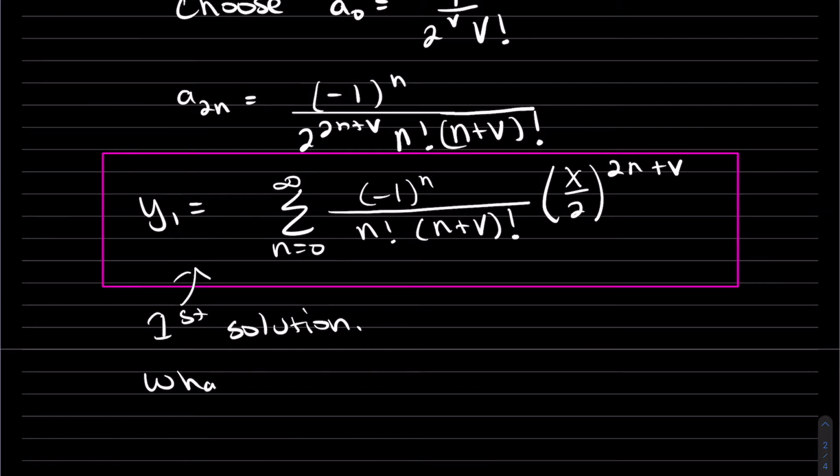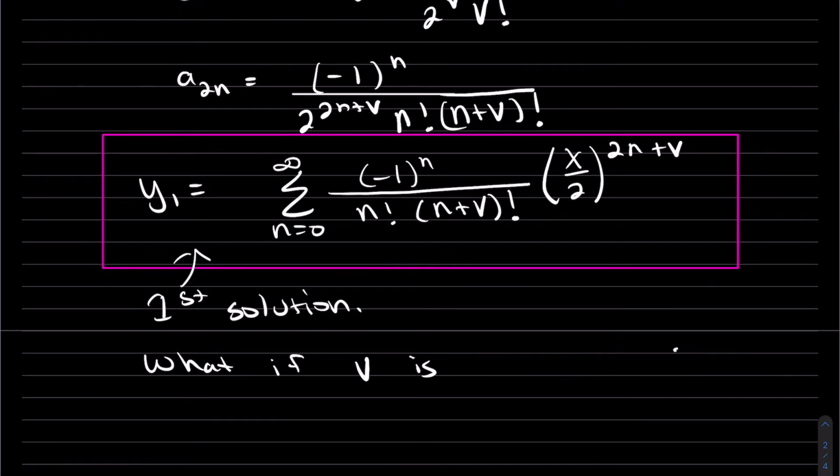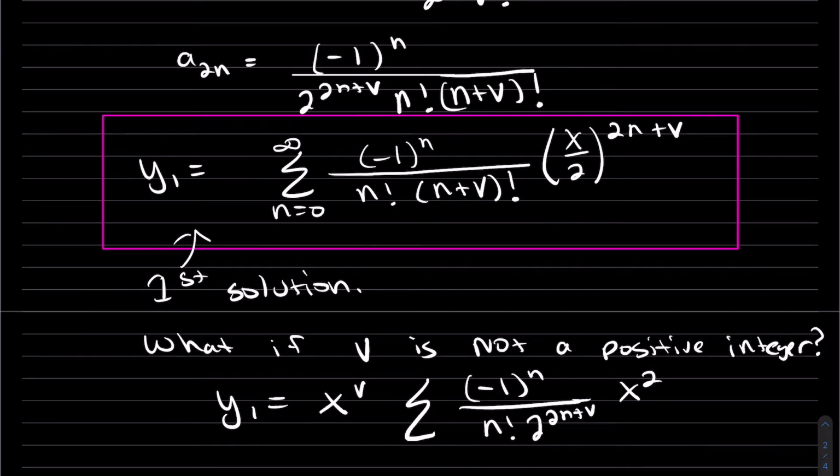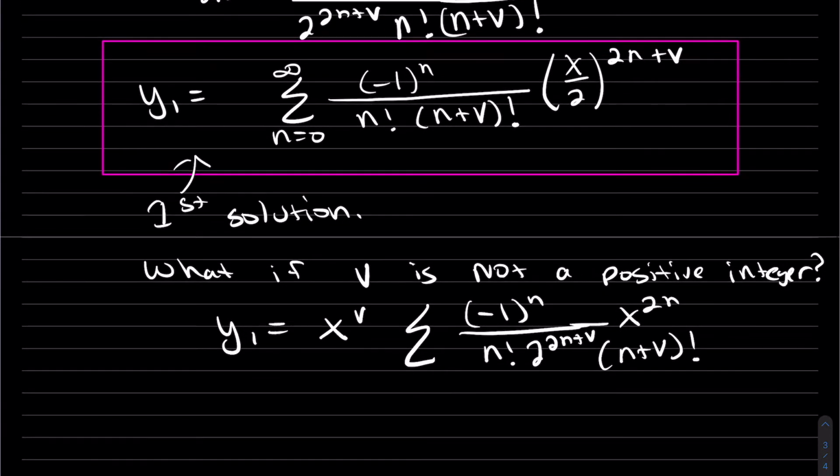And what if v is not a positive integer? It means we are just going to keep out our x to the v. Everything else can be written inside, like so. So the only thing we do is, instead of 2n plus v and combining these, we keep the x to the v on the outside.